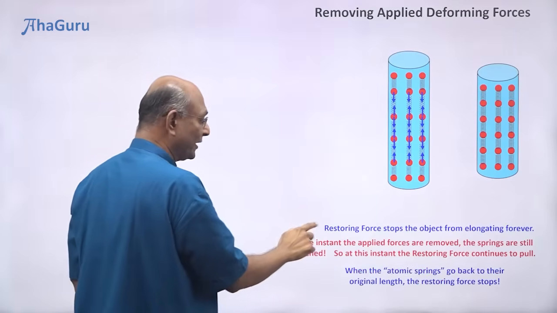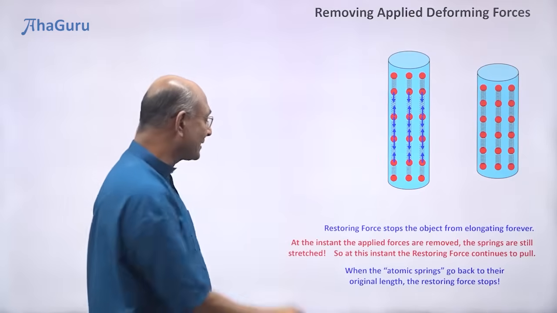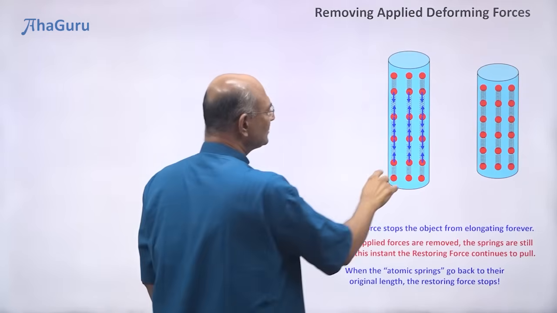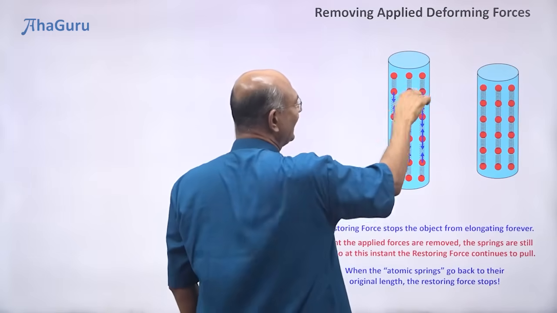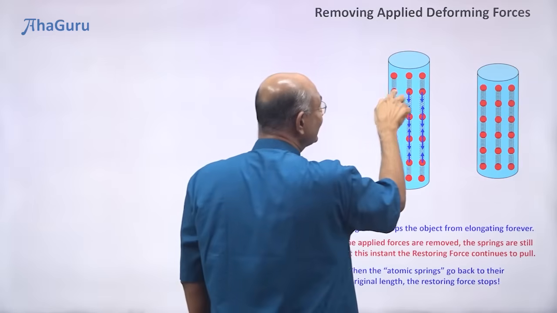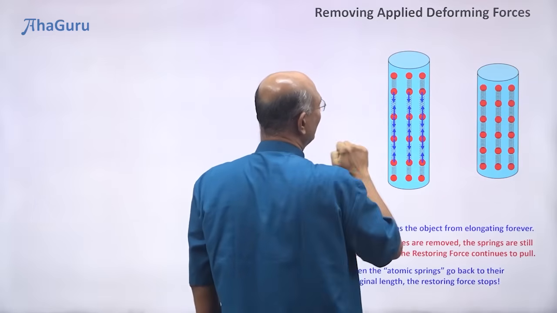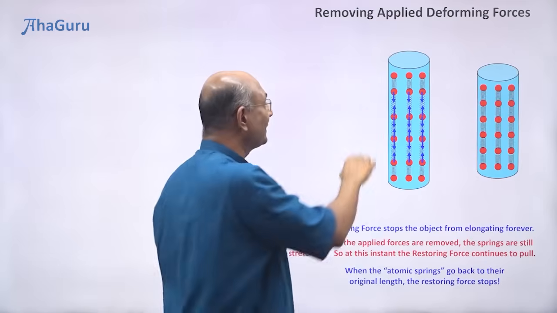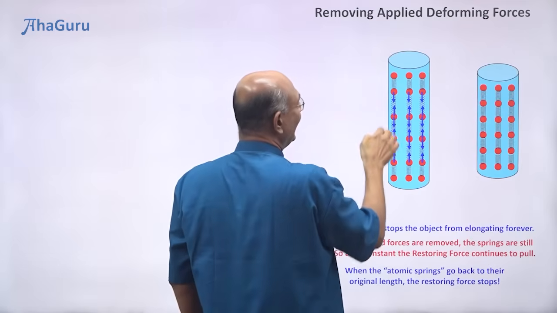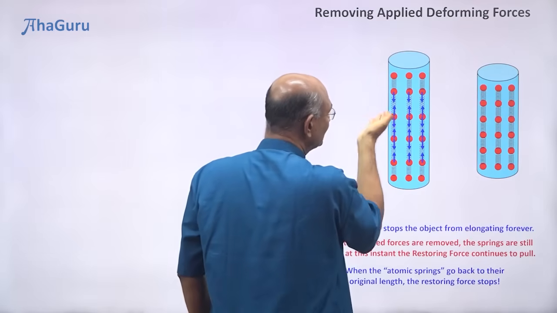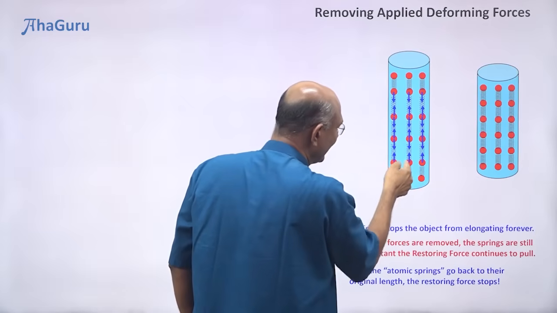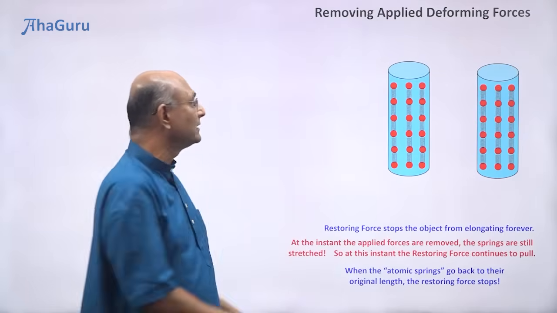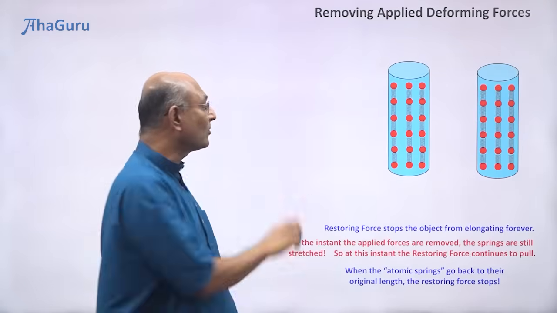I want you to understand this carefully. When the atomic springs go back to their original lengths, the restoring force stops. It has only stopped here and there. It's still there elsewhere. But now notice this layer of atoms. It doesn't have any upward force. It only has this downward force. So what's going to happen? This is going to go down. And then this layer will actually start going down. Similarly, if you start with this layer, it is going to go up. All this will of course happen simultaneously. So basically you're going to have this object go back to its original configuration.